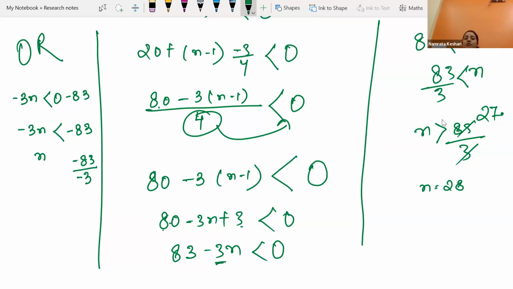Whenever you are dealing with an inequality, whenever you will be dividing or multiplying by a negative number, you have to reverse the inequality sign. So, see, we are dividing by minus 3, so we have to reverse the sign. It will become n bigger than the same, 27 point something. And we'll be having 28 as the first possible number which will be negative in our sequence, the 28th term. Getting it? Yes, ma'am.